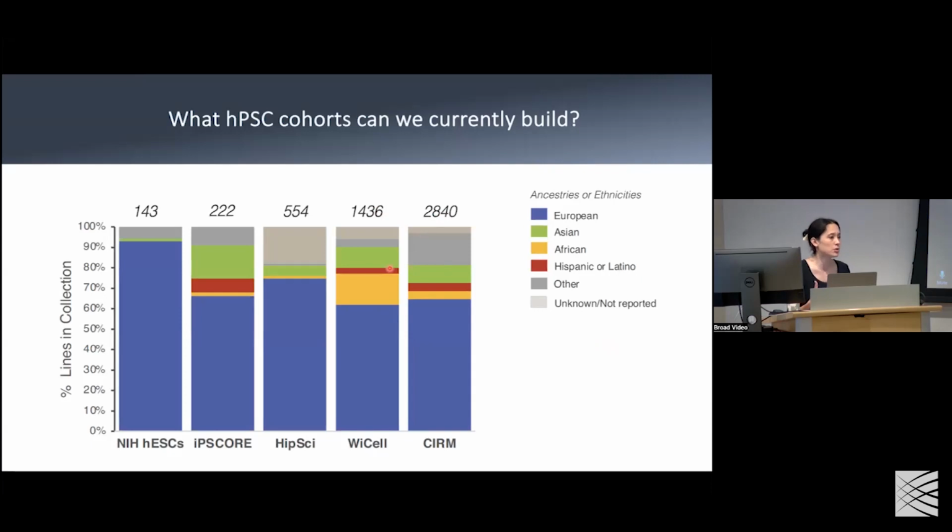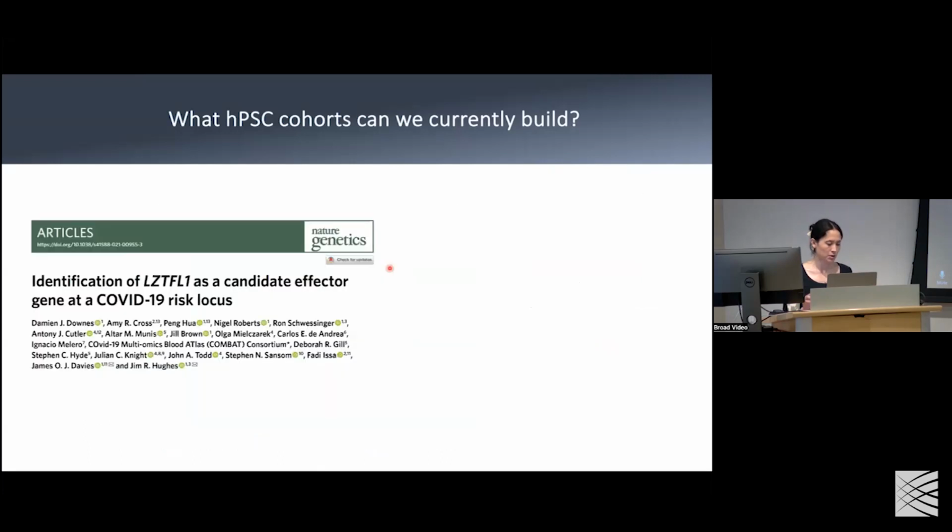So could we actually go into those banks and build out the kinds of cohorts that we might want to? So we'll just walk through two theoretical examples here. This is a paper from Nature Genetics where they identified a candidate effector gene at a COVID-19 risk locus. And in the study, they reported that risk variants of the locus were carried by individuals of South Asian ancestry. So if we read this study and we were inspired to follow up on those variants, we might want to build out a stem cell cohort that has individuals of South Asian ancestry. And could we actually do that?